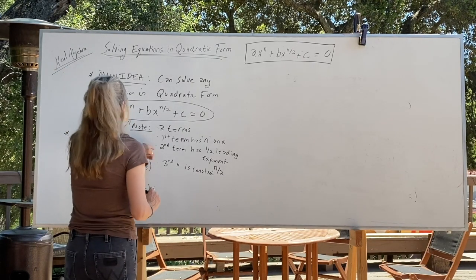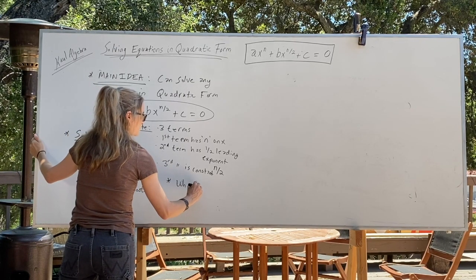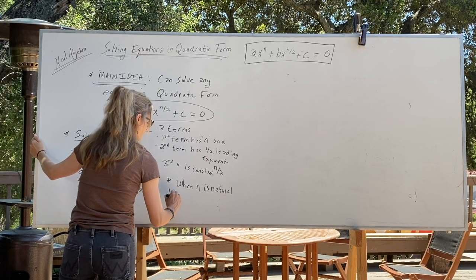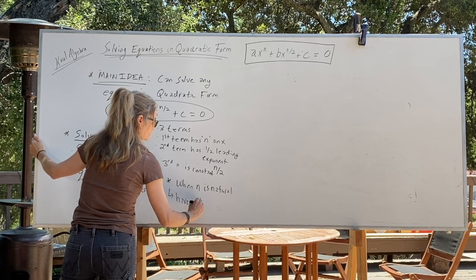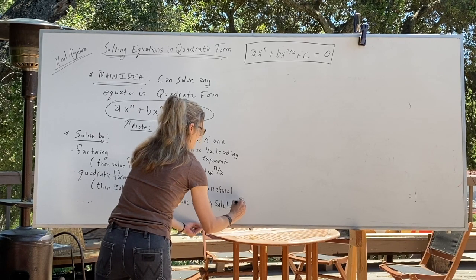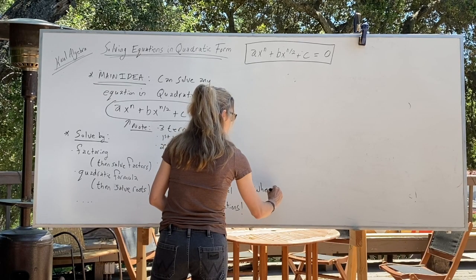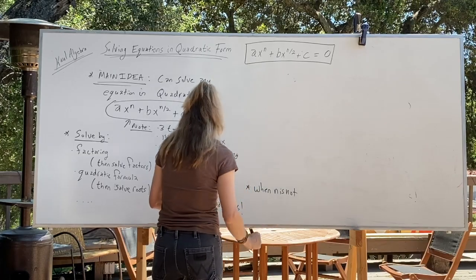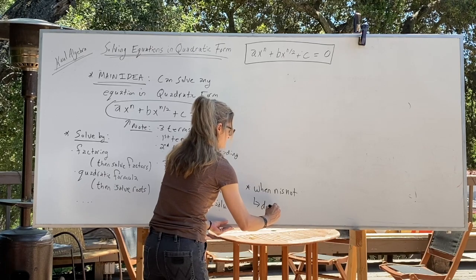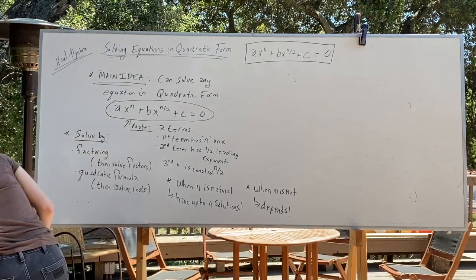Now one thing is, when n is a natural number, you have up to n solutions. Okay, but when n is not natural, it just depends. So we'll start off with some simple examples.